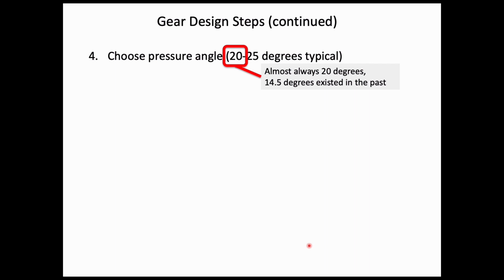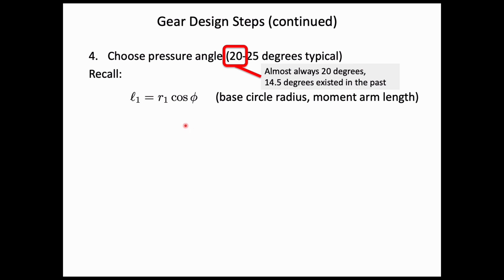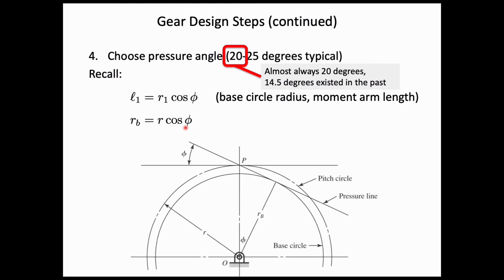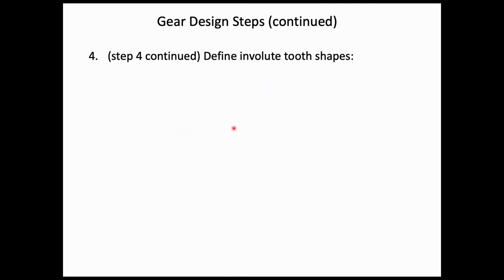In the past, 14.5 degrees was used. The pressure angle defines the base circle radius and the moment arm length. So the base circle radius is going to be equal to the pitch radius times the cosine of phi. The next part of step 4 is to define involute tooth shapes. At this point we know the pitch radii, and we know the pressure angle. And those are the quantities that we need to know to define the involute tooth shapes.